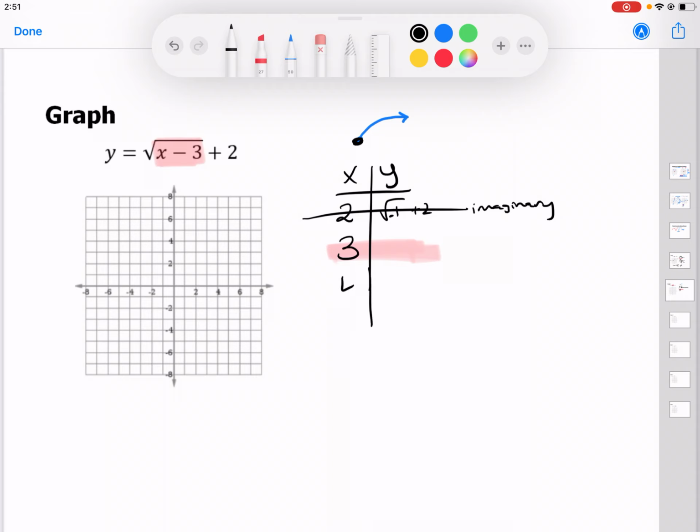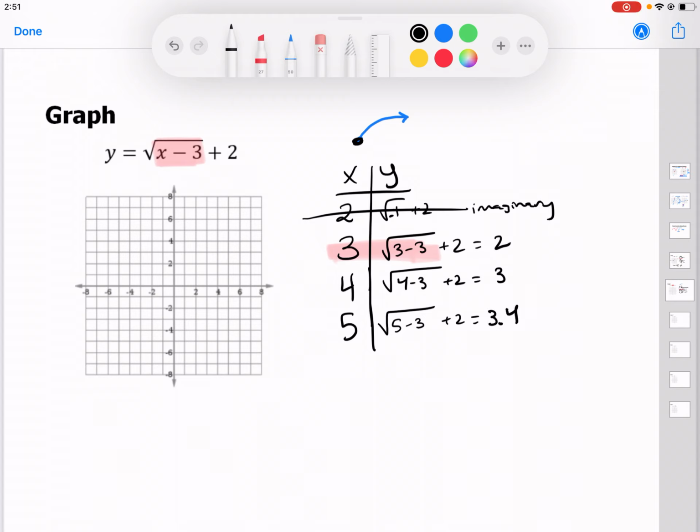So 3, we've got 4, you can do 5, however many you want. Okay, at least do 3. But beyond 3, do what you want. So then I just type it in. So square root of 3 minus 3 plus 2. So you're just going to go ahead and type all those in. So if you're following along, I would suggest that you pause the video at some point and just verify that you know how to get these numbers. It's not too bad, but just double check that you know how to do it.